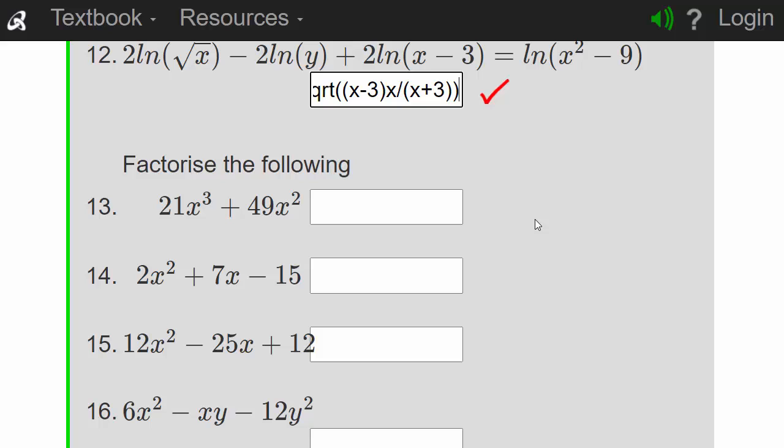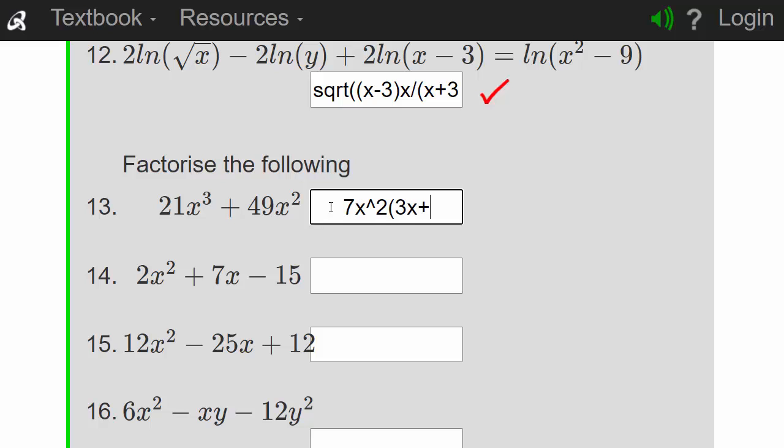Question 13, factorise the following. Question 13 is fairly straightforward. 21 is 3 times 7 and 49 is 7 squared. So I'm going to take 7 squared outside a bracket containing 3x. Is that right? Yes it is.